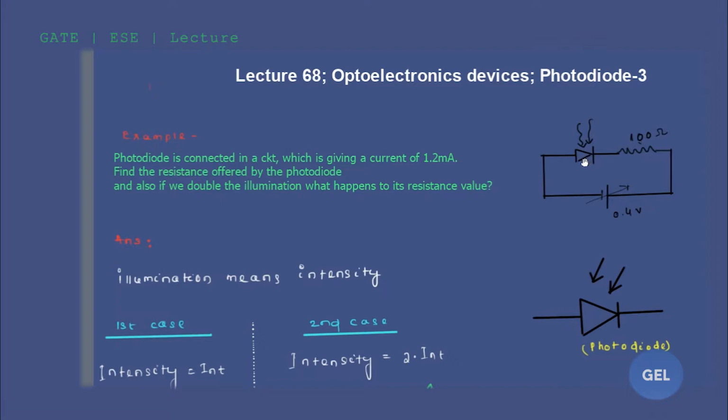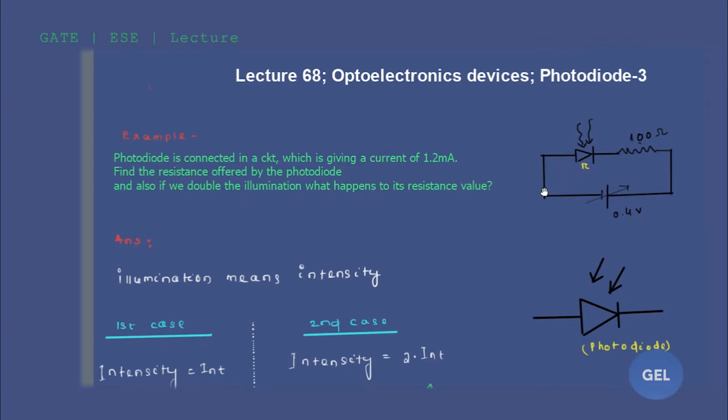Now we need to find out the resistance offered by this photodiode, and along with that, we are also going to analyze the illumination. Illumination means intensity. Now if I double the illumination, find the resistance offered by this photodiode. In the second case, if you double the illumination, what happens to this resistance value?